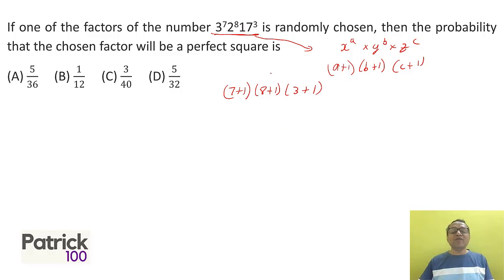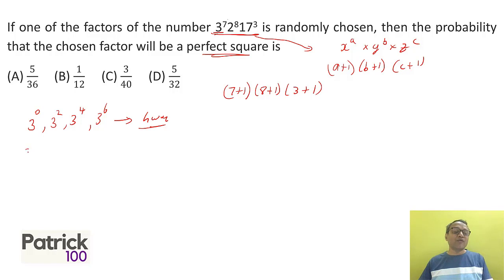How many even factors are there? For a perfect square, the power has to be an even number. So the power of 3 can be 0, 2, 4, or 6: 4 ways. Power of 3 can be 0, 2, 4, 6 for it to be a perfect square.